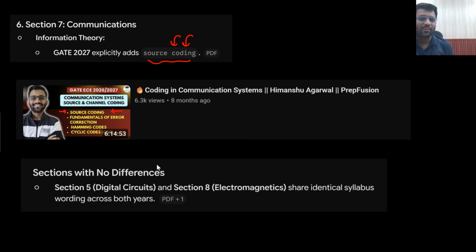So this is where we actually start from. This is the first topic that I used to teach, that is source coding. So do not worry about this. We have already studied this particular topic, source coding, in the information theory playlist. You can go and simply you will get the chapter as well.